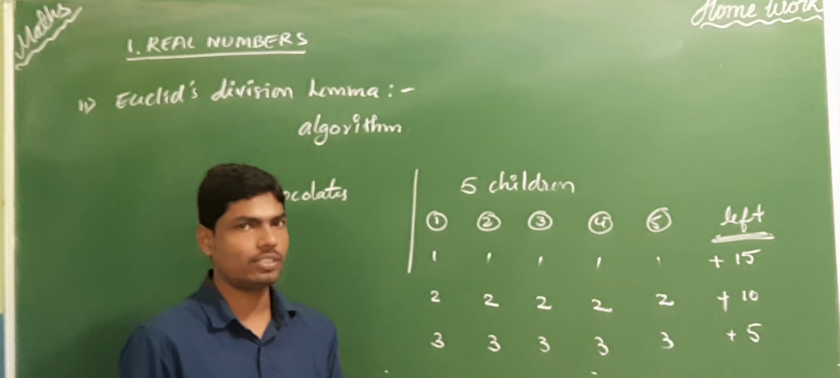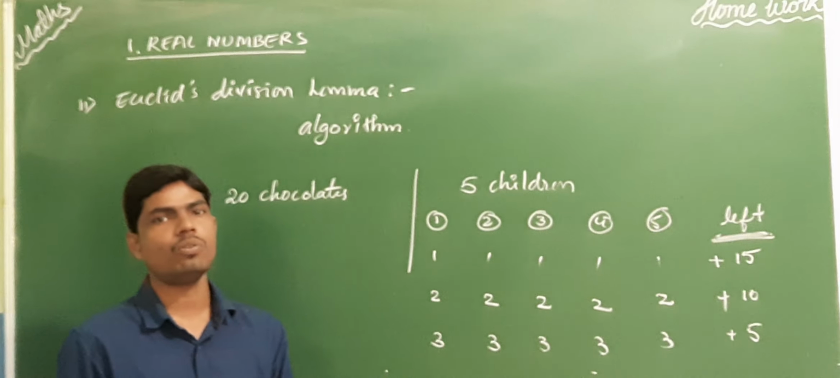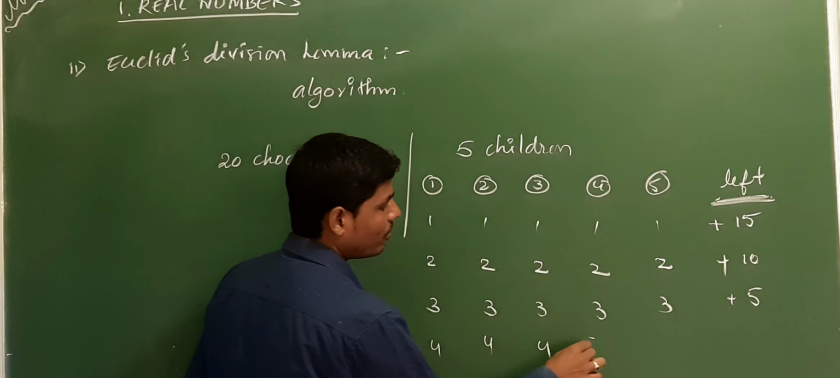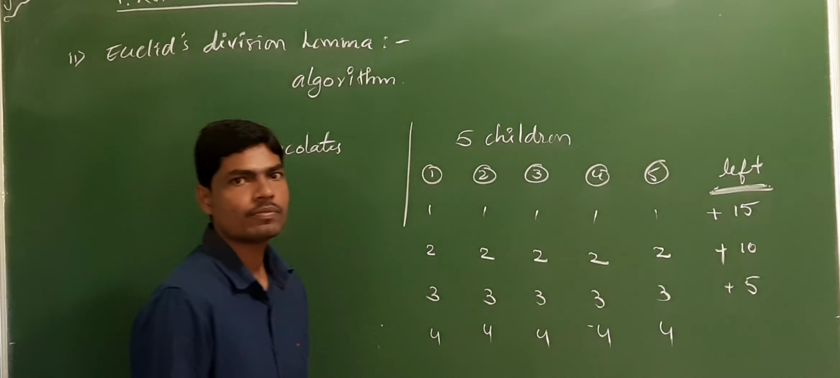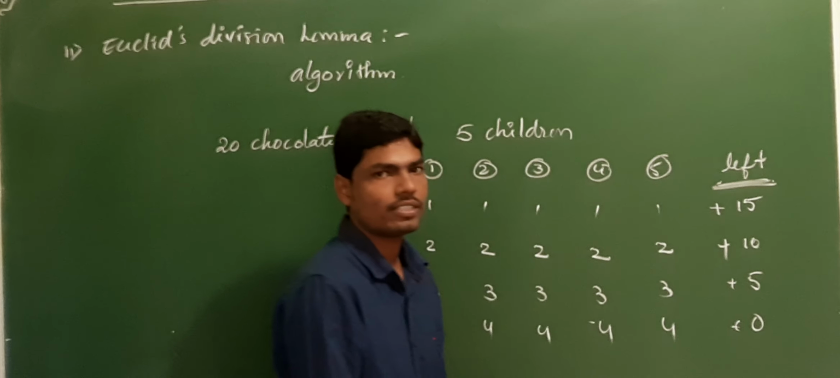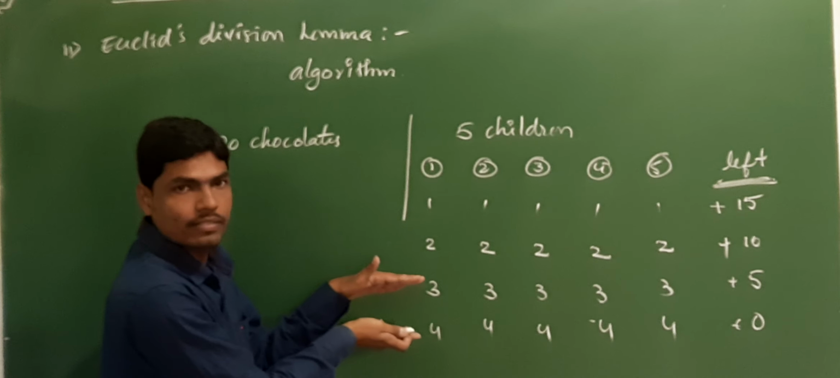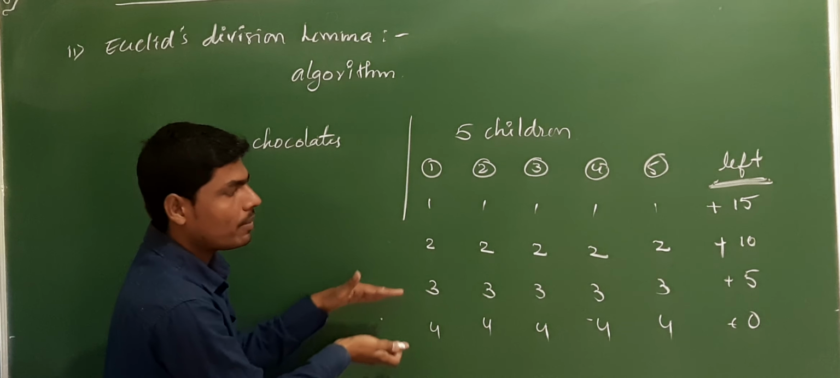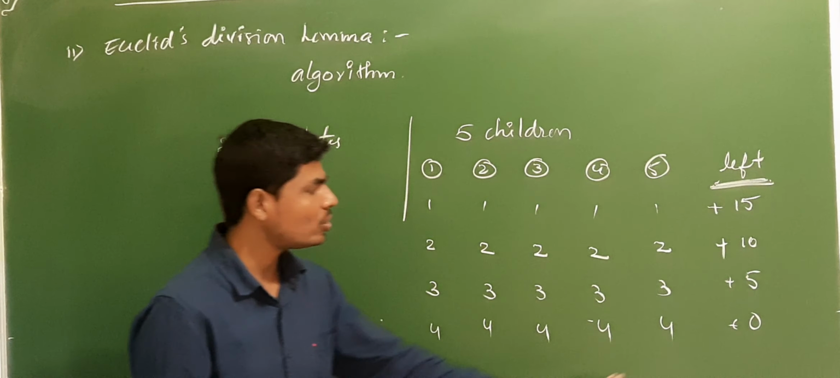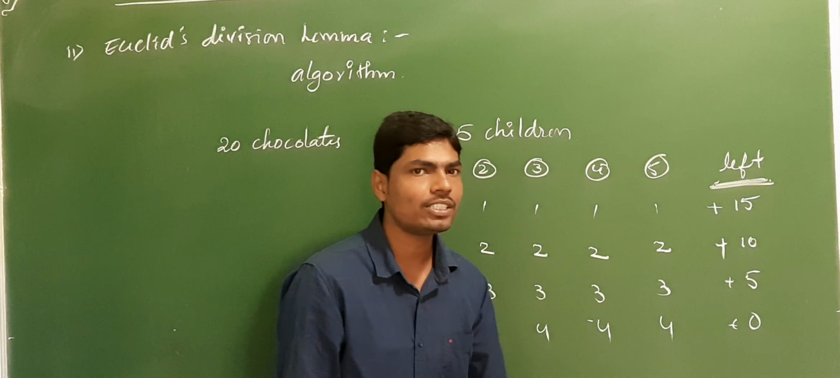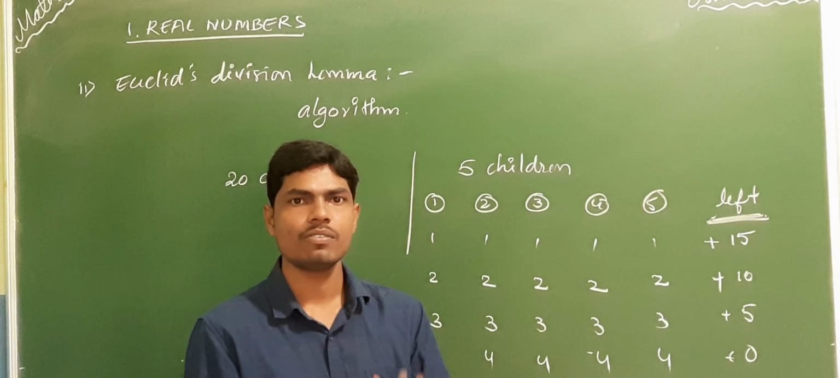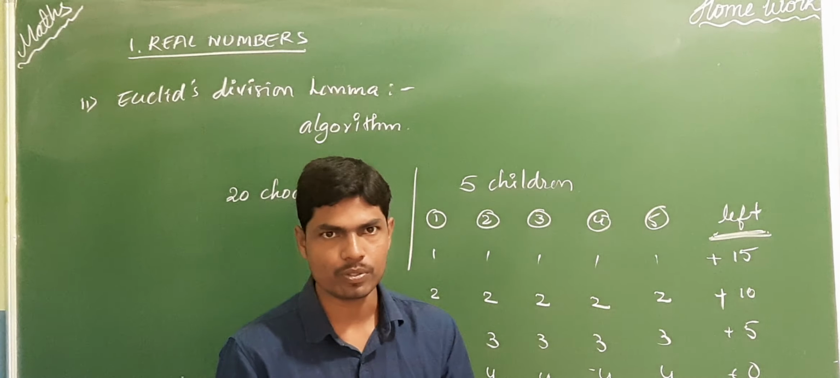Now again a few chocolates are left, so I am distributing 4 to each person: 4, 4, 4, 4, 4. So 4 fives are 20. No chocolates are left. So we are using some steps: first step, second step, third step. By the trial and error method, we are solving this problem. Now no chocolates are left, so how many chocolates can I distribute to each person? Yes, 4 chocolates.